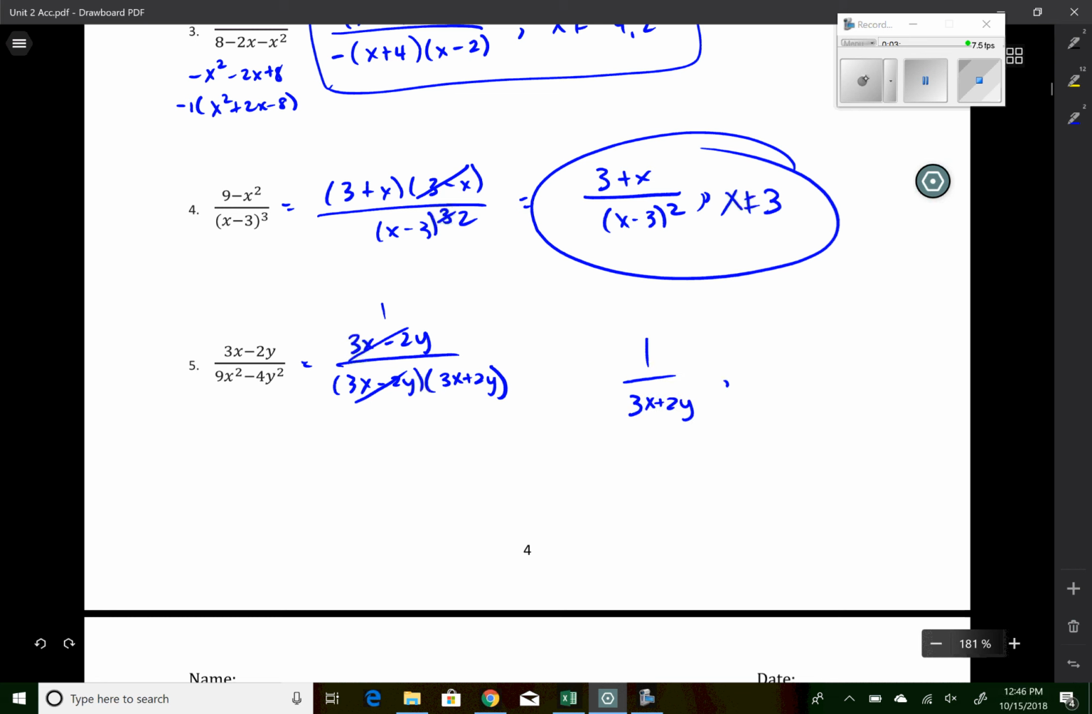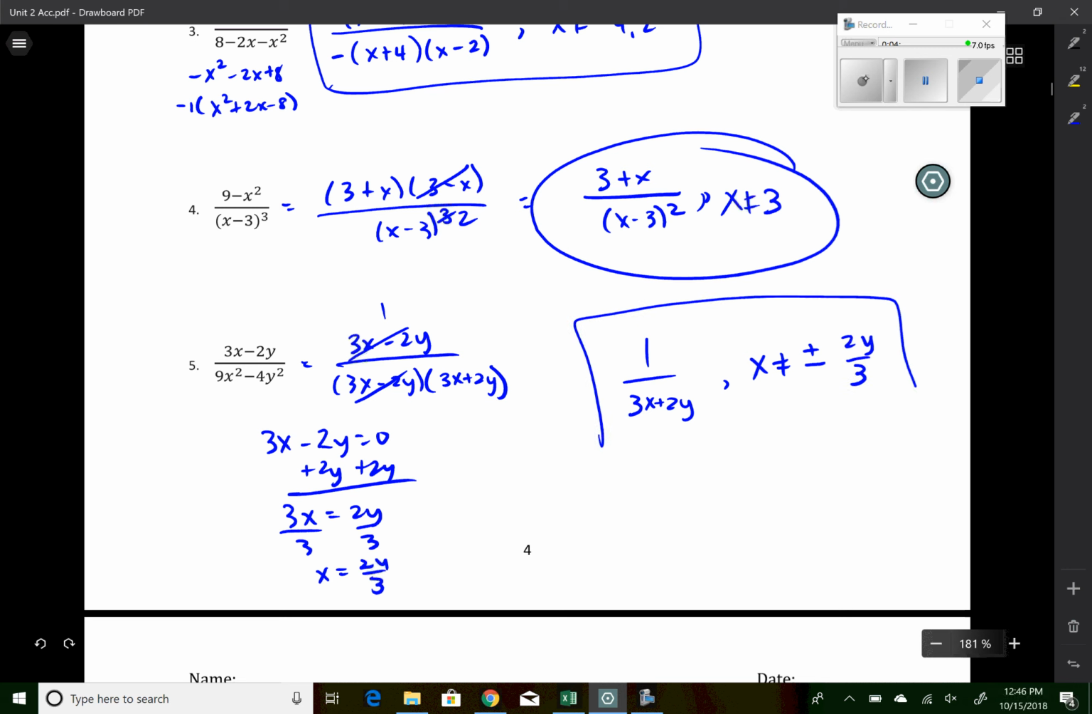And my undefined values are, if I take 3x minus 2y equals 0, I could add 2y to the other side. I can then say 3x equals 2y, divided by 3. And I get x equals 2y over 3. So I could say x cannot equal plus or minus 2y over 3. And that's a perfectly acceptable undefined answer.